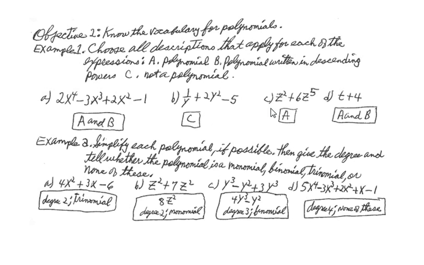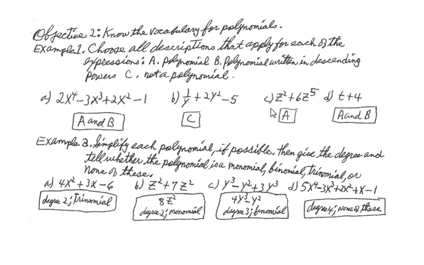Then C. We have z squared plus 6z to the fifth power. First of all, part A is an example of what we want here because this expression exemplifies being a polynomial. However, B does not apply because this polynomial is not in descending powers.